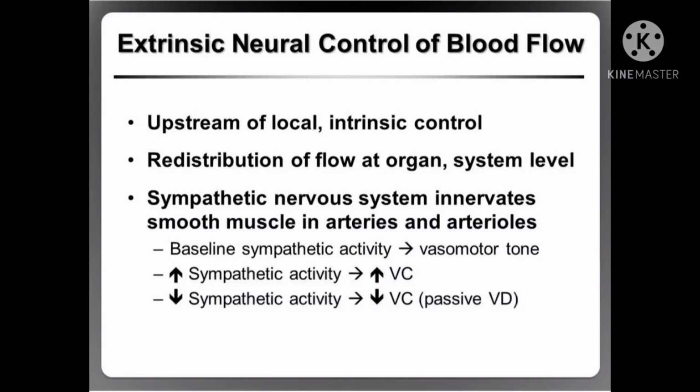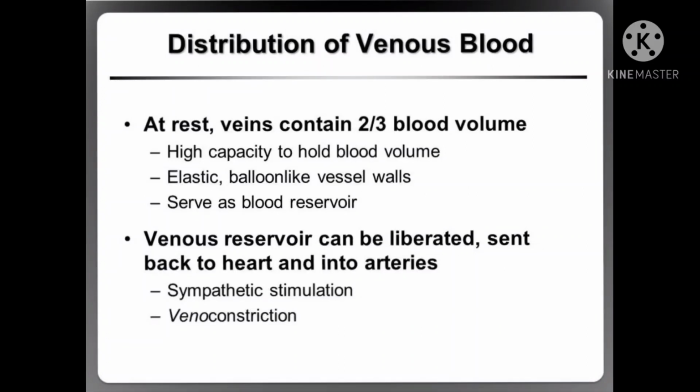Extrinsic neural control of blood flow. Upstream of local, intrinsic control, it redistributes flow at the organ and system level. The sympathetic nervous system innervates smooth muscle in arteries and arterioles. Distribution of venous blood: at rest, veins contain 2/3 of blood volume. The venous reservoir can be liberated, sent back to the heart and into the arteries.